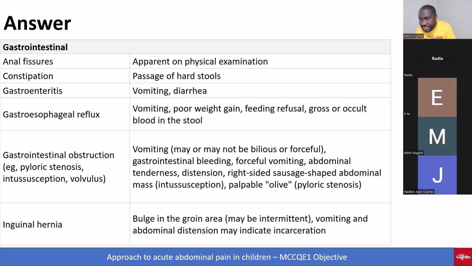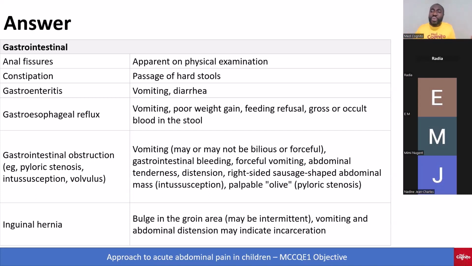Palpable olive mass in the abdomen, think about pyloric stenosis. So we are learning the exam language. Right-sided, sausage-shaped abdominal mass, intussusception. Palpable olive mass, pyloric stenosis.